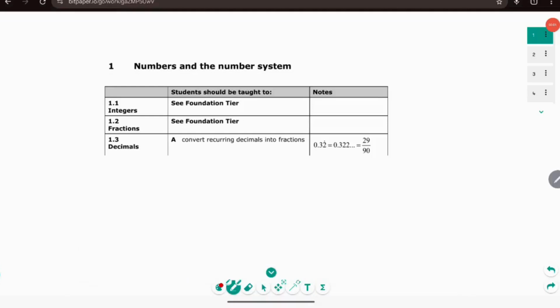In this recording, we're going to look at how to convert recurring decimals into fractions. Now, I have included in the playlist for number some fraction work as well, which you might find useful to review. So just look in the playlist for number higher and you will find some work on fractions.